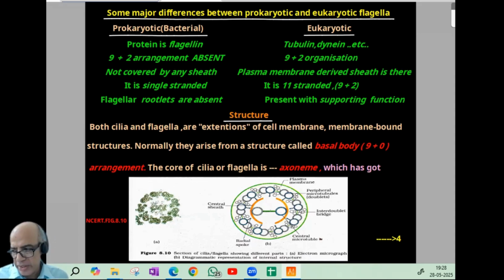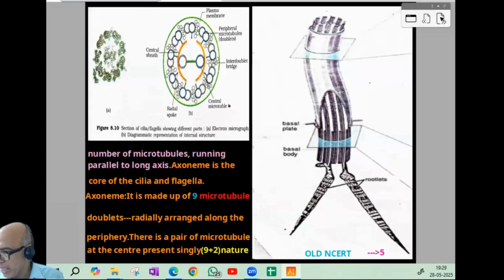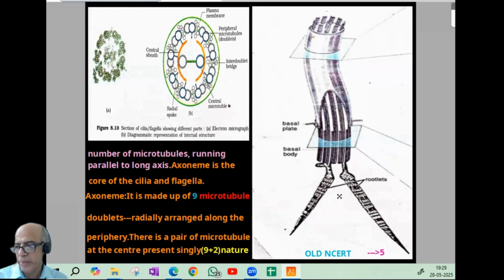Up to that, I think it is clear. This is a diagram, a labeling question. Now, axoneme. We can proceed to the next page. A few more diagrams are represented. Here you can find rootlets, etc. This is an old NCERT diagram; in the present NCERT, such diagrams are not there.